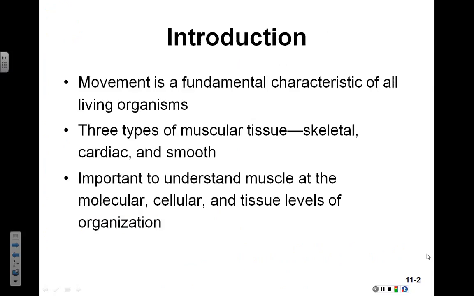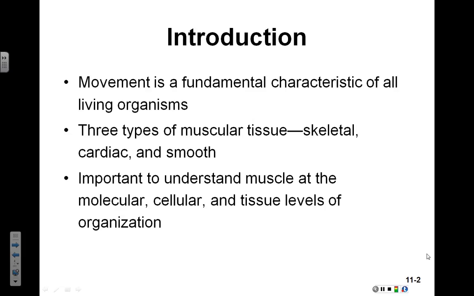Movement, of course, muscles attached to bone to allow us to move from place to place, which is a characteristic for all living organisms. There are three types of muscular tissue. We did talk a little bit about these in chapter 5: skeletal, cardiac, and smooth. I will say this, that you need to know which ones are involuntary.